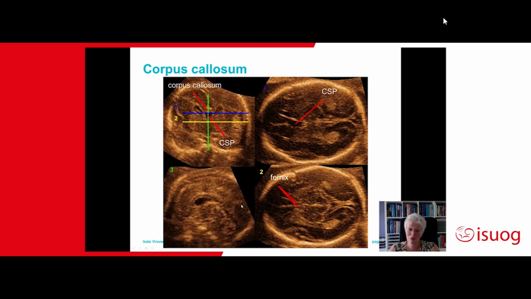And of course, if you make this plane, you will have the mid-sagittal plane with the corpus callosum over there and your cavum septum. This can be really challenging in 2D, so that's where 3D can help us, making a volume and being able to render the mid-sagittal plane.